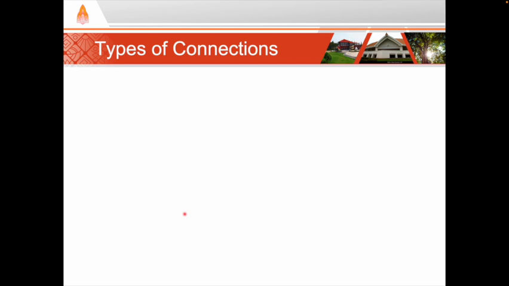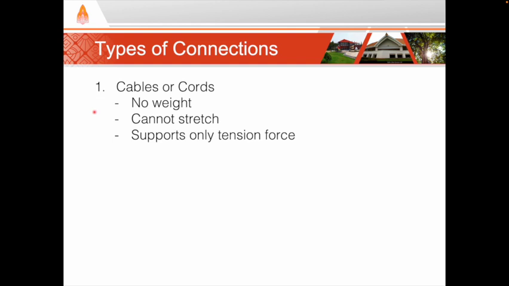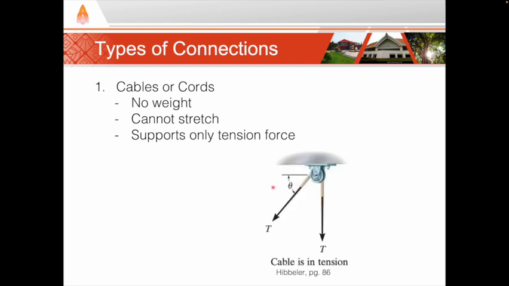For now, we need to know two things that can attach to our object. The first connection is a cable or cord. We will assume that the cable and the cord has no weight and cannot stretch. These cables can only support tension. In other words, if we push on the cable, it cannot hold any force. If a cable passes through a pulley, the magnitude of the tension force in the cable is the same everywhere in the cable. So in this case, the force T is equal, since this is a single cable passing through the pulley.